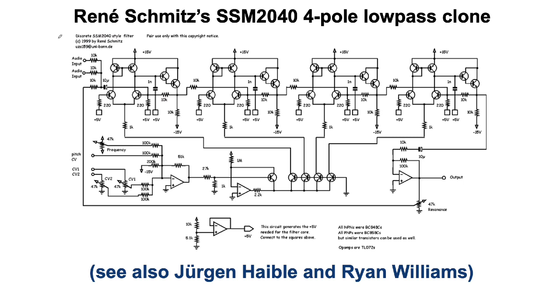Now, the SSM2040 itself was long out of production, but it was much loved. So people have tried to recreate it using discrete transistors. And this is one example of that from Rene Schmitz's webpage. And there's also been some fine work done on this by Jürgen Haible and Ray Wilson. Down here, you can see the current control generation. And like in Ray Wilson's design, each individual stage here gets its own BJT, unlike in the Polyfusion where all of the OTAs had to share the current created by one transistor.